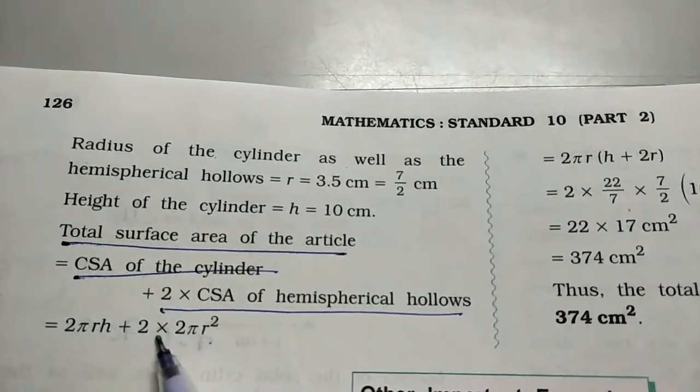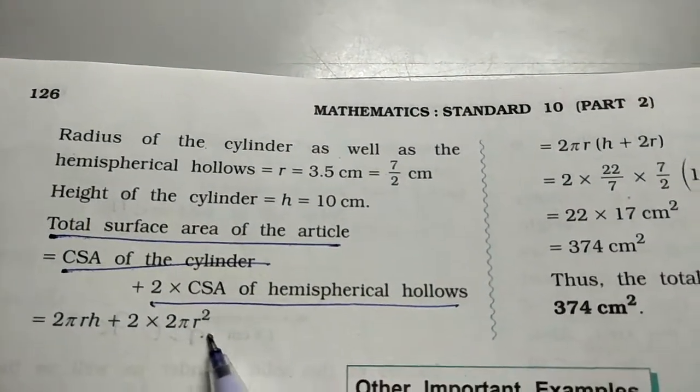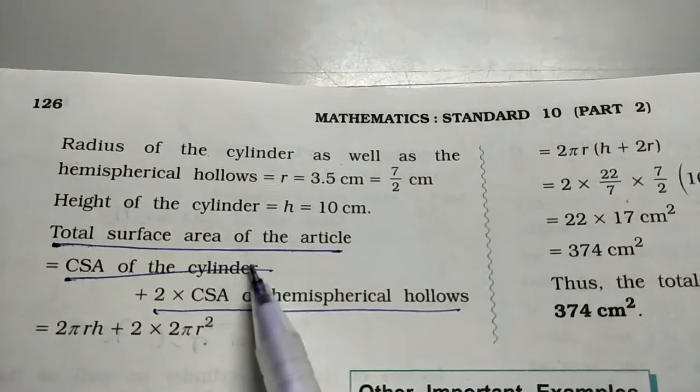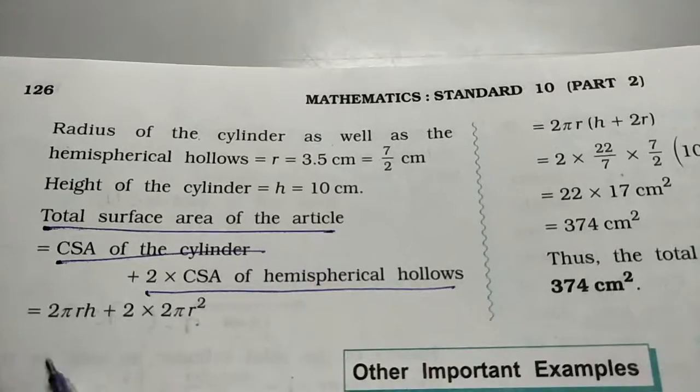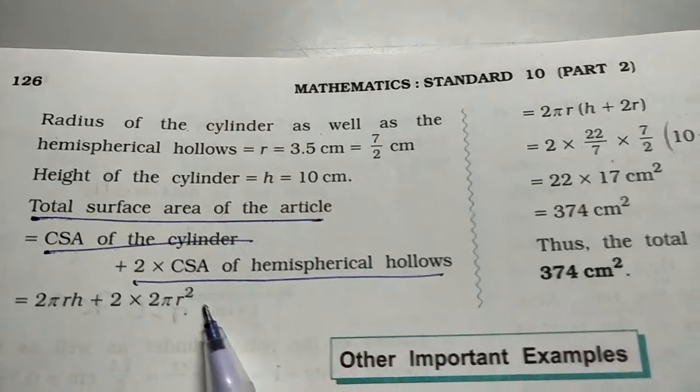Here also all the values are given to you. You just have to put them in the formula 2 pi r h plus 2 multiplied by 2 pi r square, that is the curved surface area of a cylinder plus 2 multiplied by the curved surface area of the hemisphere. So directly you put it in this formula, and you get the answer.